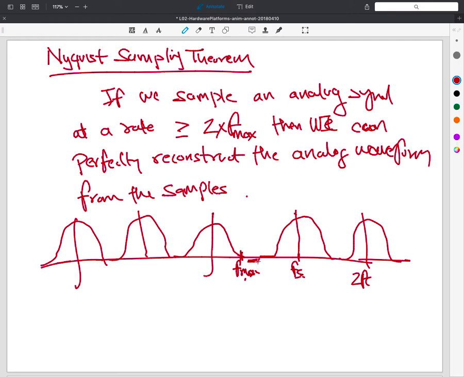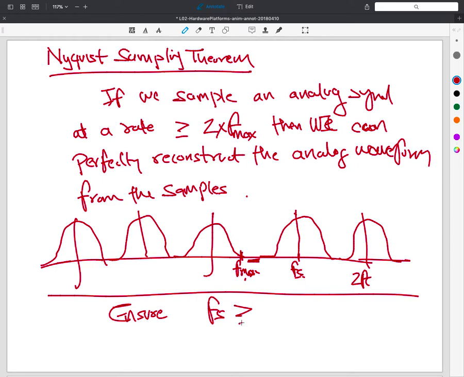So from a designer perspective, you have to ensure fs is greater than 2 f max. Or equivalently, you have to ensure that f max is less than or equal to fs over 2. So I have to make sure that my signal that I'm sampling does not have any frequency components higher than half the sampling rate. How do we ensure that? Use filters.